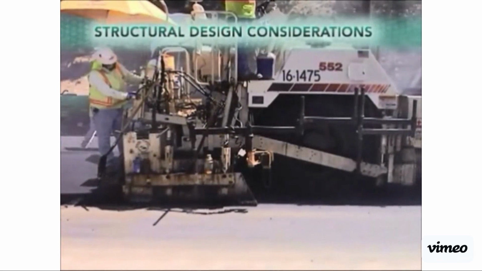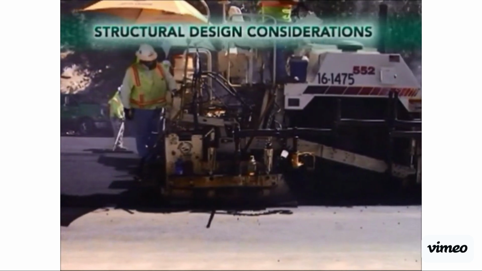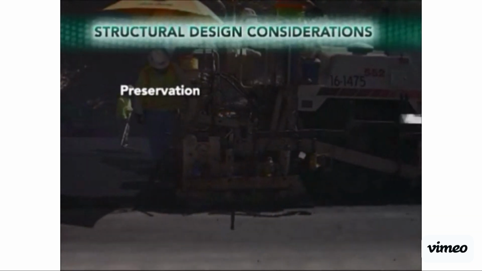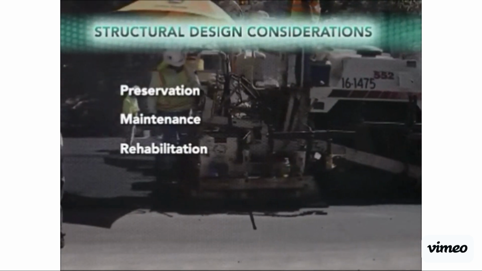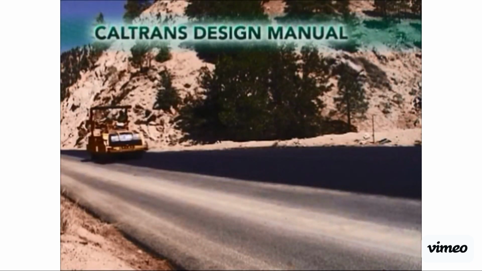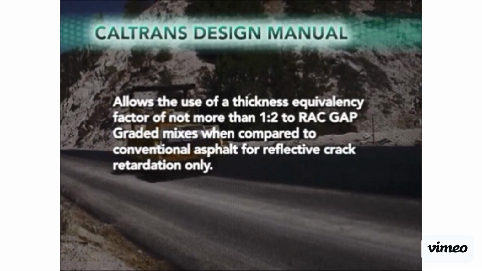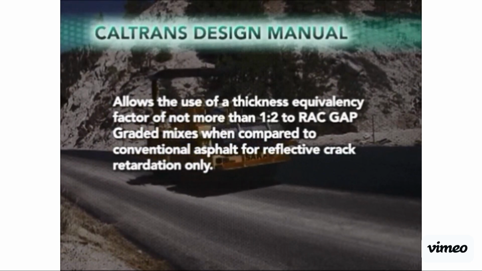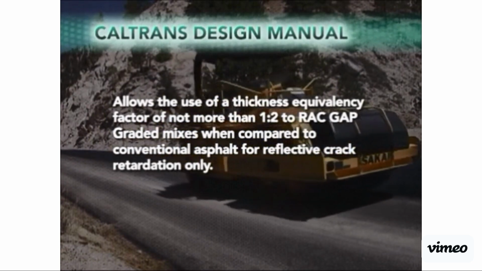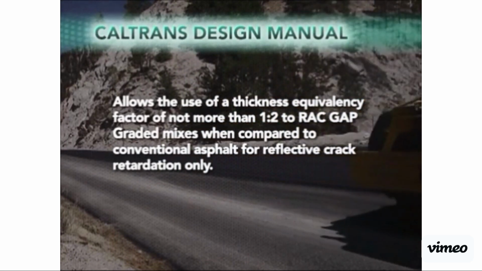Approach to structural design depends on the intended purpose for the RAC pavement, which may include preservation, maintenance, rehabilitation, or new construction. It should be noted that the Caltrans Highway Design Manual allows the use of a thickness equivalency factor of not more than 1:2 to RAC gap-graded mixes when compared to conventional asphalt for reflective crack retardation only.